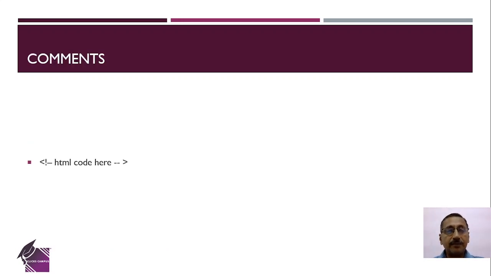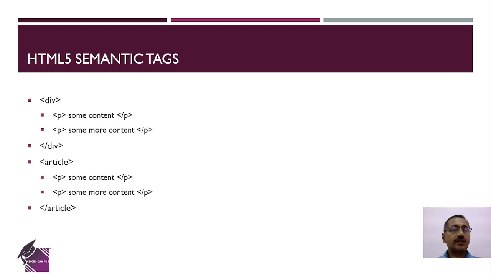Then comments. Normally, HTML code starts with the angle bracket, exclamation, double hyphen, then your HTML code is here, then the comment section closes with again double hyphen, then closing angle bracket. So anything within these two things will become a comment, so that HTML code will not be visible in your browser. We will have a shortcut to comment and uncomment everything in our practical session.